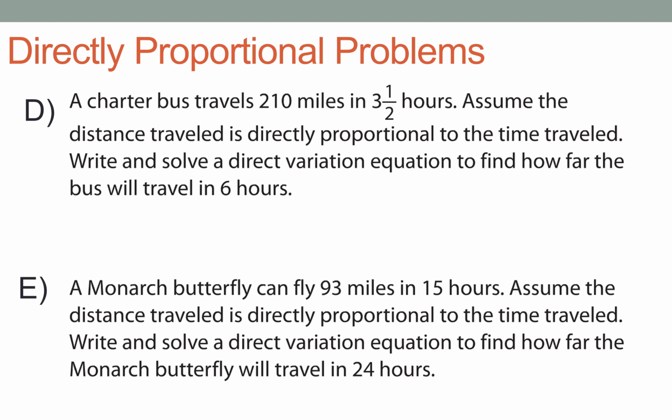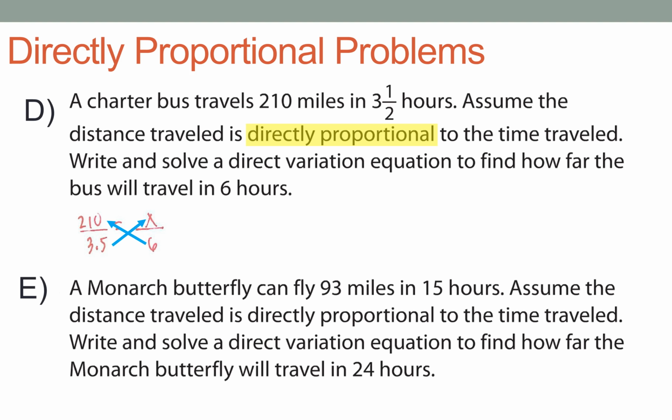And we're back. Directly proportional problems. So here's the thing. For D, we know that the charter bus travels 210 miles in 3.5 hours. We're going to assume the distance traveled is directly proportional to the time traveled. This is a key to us because we can set up a proportion. And that means when I set up that proportion, we want to know how far it travels in 6 hours. So I can say 210 miles in 3.5 hours, x miles in 6 hours. Then you can use the bow tie or butterfly method, whatever your teacher has called it.